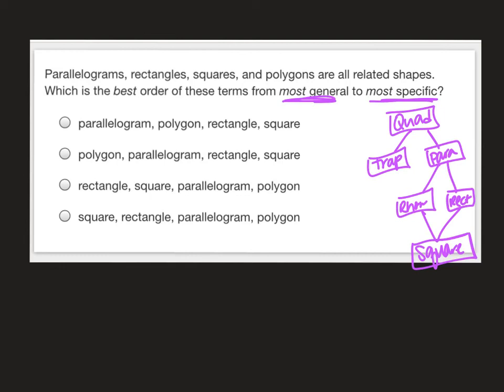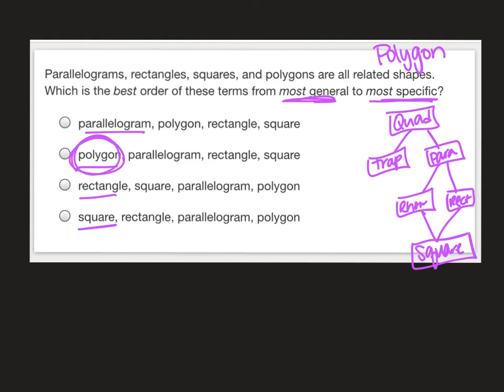Now, there's a word in these answers that is not on this flow chart, because remember, it's the most general of all. It is polygon, because that includes other things, because a quadrilateral is a 4-sided figure, but polygons can include a pentagon, a hexagon, an octagon, a triangle, any of those closed-sided figures. So polygon actually had to go in the beginning, in the first place. So if I look at these answer choices, there's actually only one that has polygon in the front.